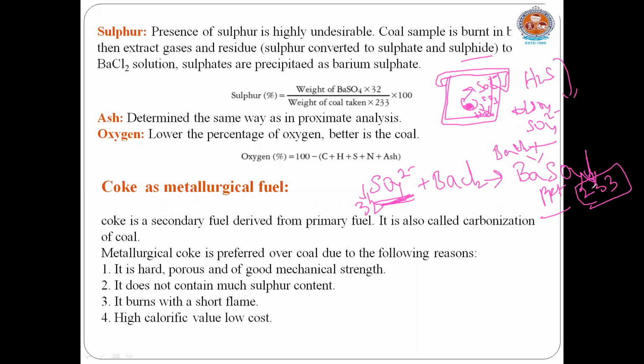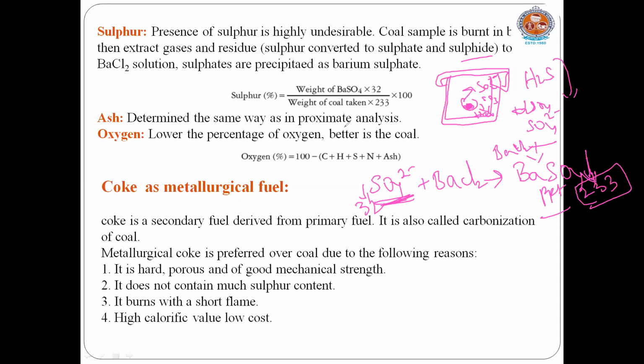Okay. So sulfur is also undesirable. And next, ash content. Ash content is determined the same way as in proximate analysis. It means take the coal sample and heat it in a muffle furnace at 750 degrees centigrade for half an hour, without a lid, to completely burn the fuel sample. Heating the coal sample without a lid at 750, it will definitely combust.